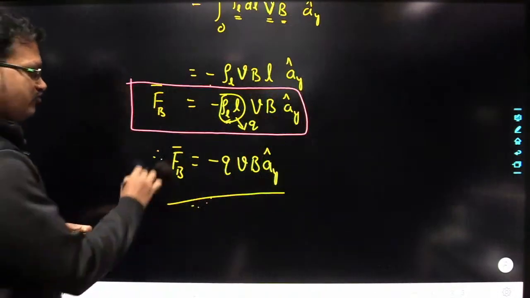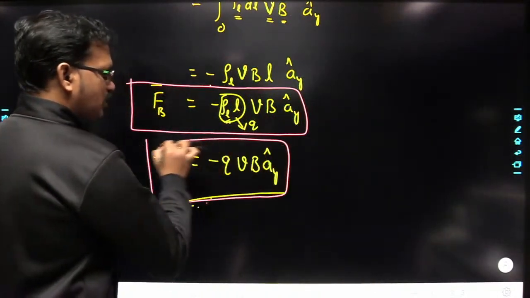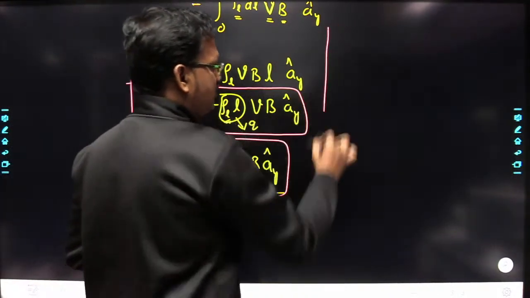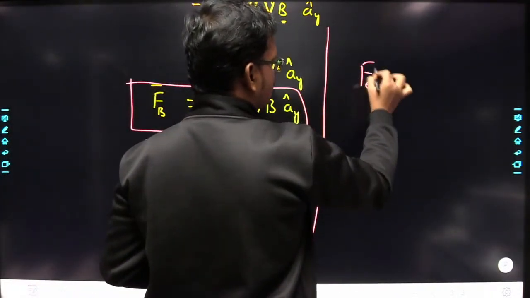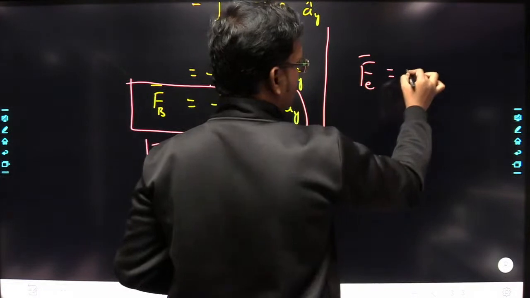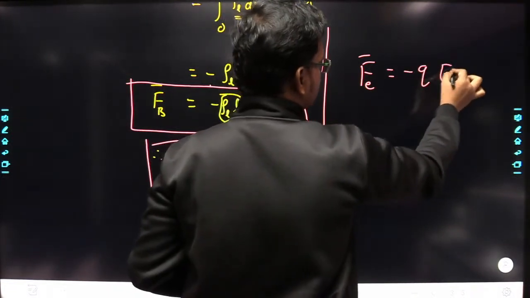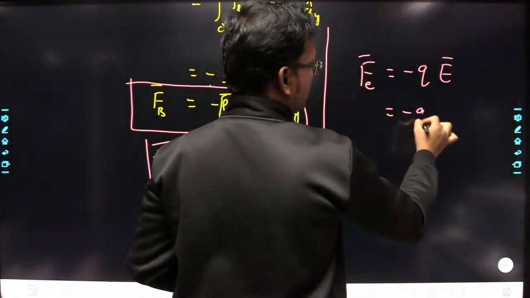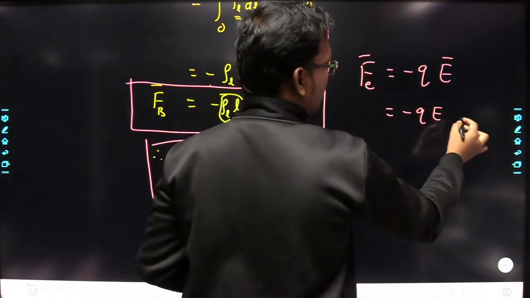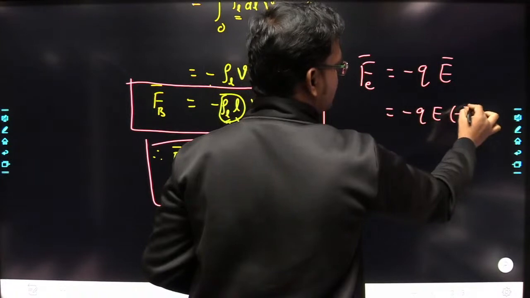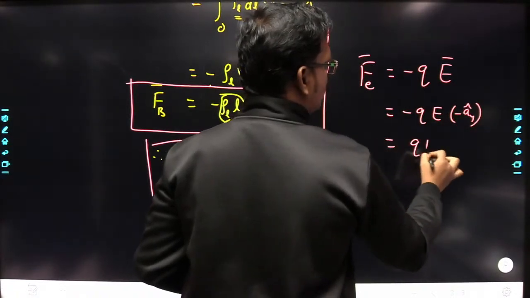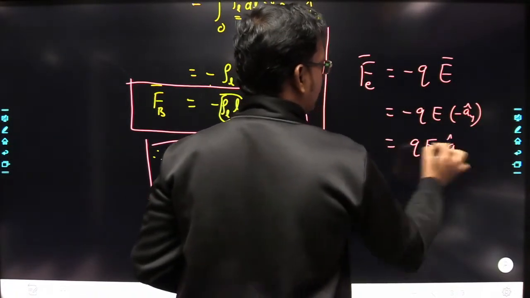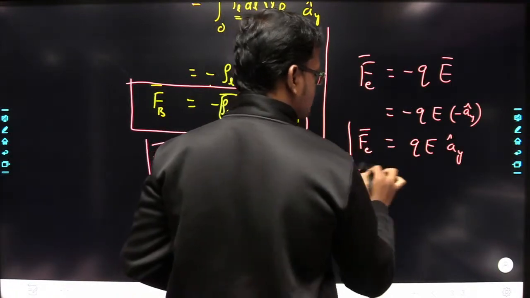Here we got F_B is equal to minus q into v cross B, and F_E, the electrical force, is equal to minus q into E bar. E bar is pointing in negative y direction. So what you are going to get? q into E into a_y cap. So this is the electrical force.